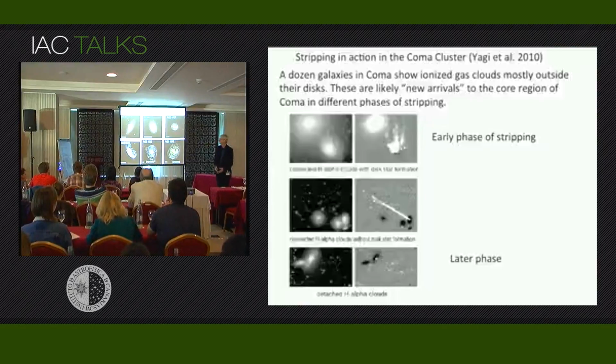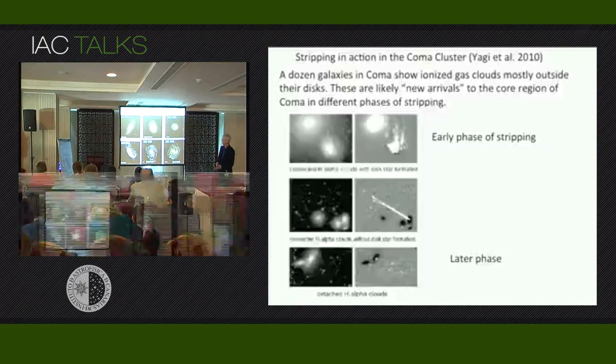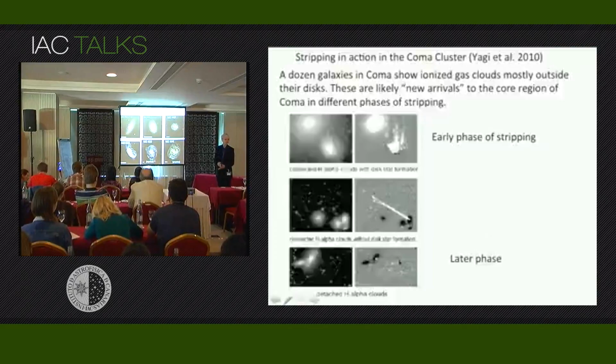And then a later phase is the bottom phase, where you see these disconnected H-alpha clouds here. So perhaps these are different phases of stripping. Pretty interesting evidence of stripping in the Coma cluster.